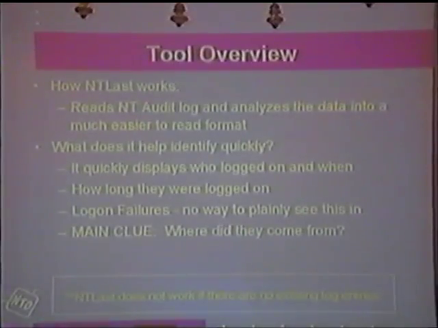How it works: it basically reads the NT audit log and puts the information together. The three things that it does faster than the event viewer are quickly displaying who logged on and when, how long they were logged on, and log on failures. Most specifically, it helps me really clearly see what machine they came from. Usually it's pretty hard to tell where someone is coming from if they're connecting to your remote shares. So NTLast does that pretty easily.